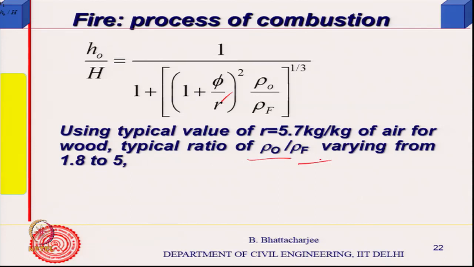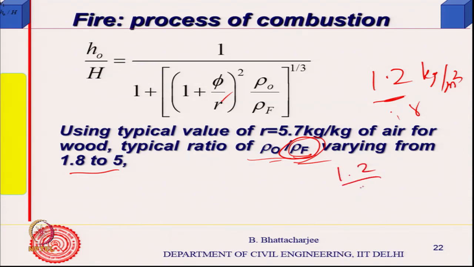The typical ratio of rho 0 by rho f varies from 1.8 to 5. Rho 0 is 1.2 kg per meter cube. The fuel density would be much less, so rho f is smaller, say 1/8 of this, or 1/5 of this. Which means that hot gases will have a density of 1.2 divided by 5; how much is that?